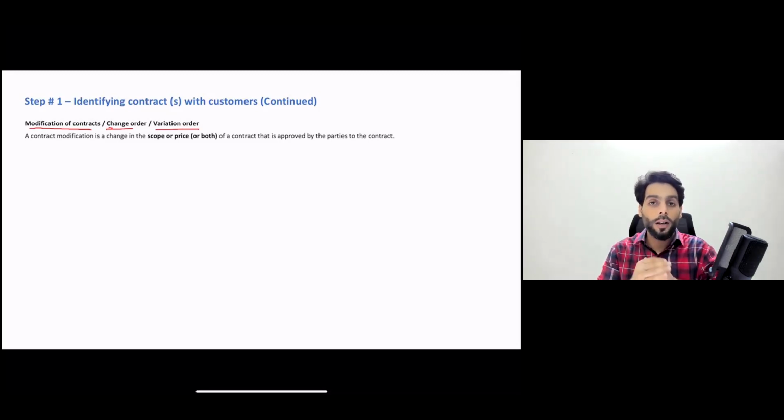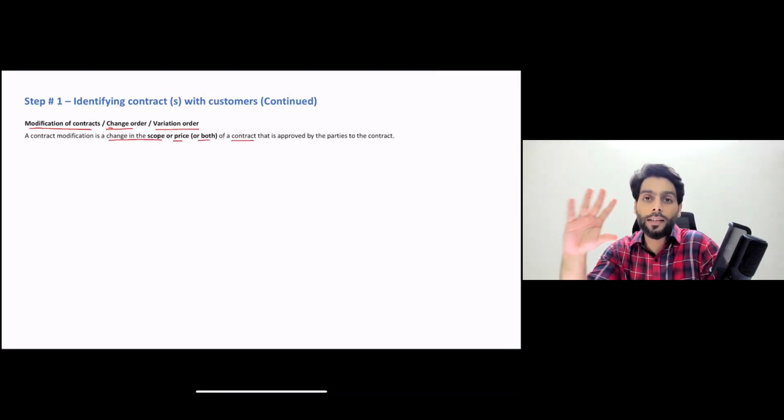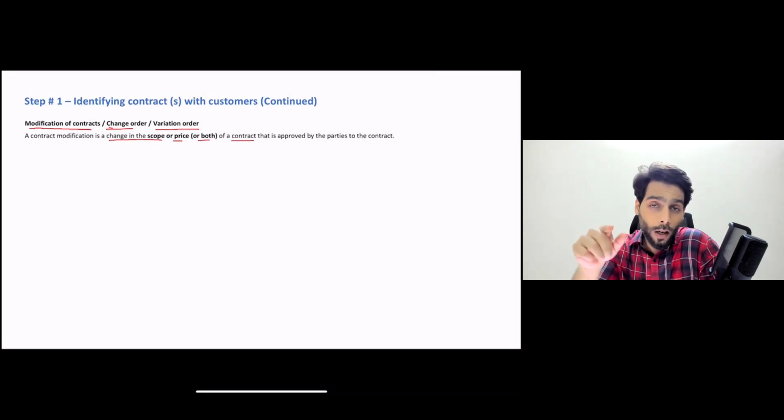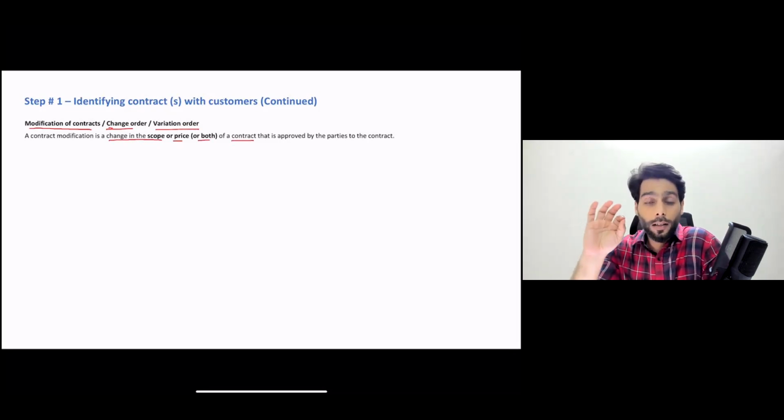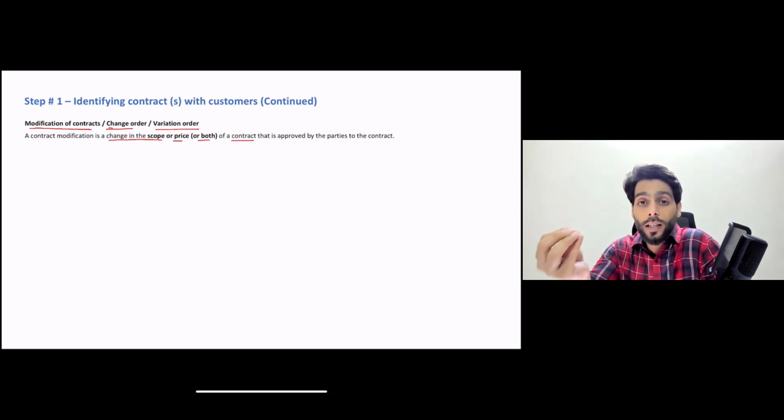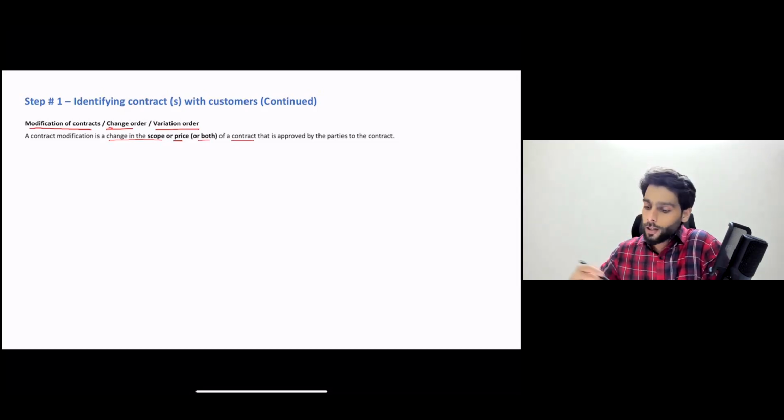Sir, what do we mean by modification of contracts? You see, a modification of a contract is when there is a change in the scope or price or even both of a contract. If there is a prevailing given contract and subsequently the price of the contract is changed, or the scope of the contract is changed, or in often cases both are changed, this is basically a modification of contract.